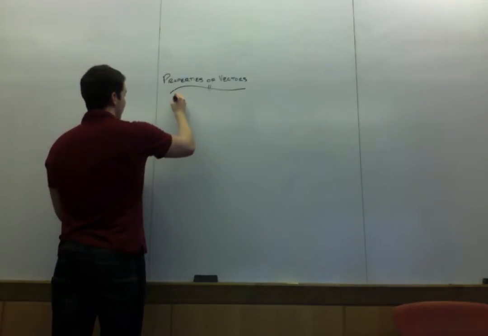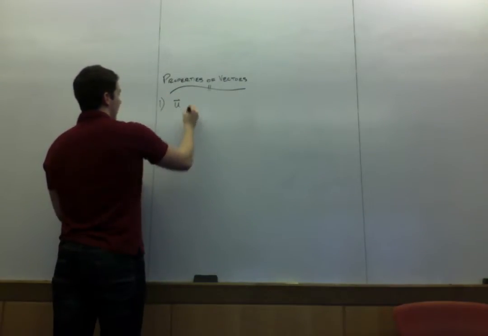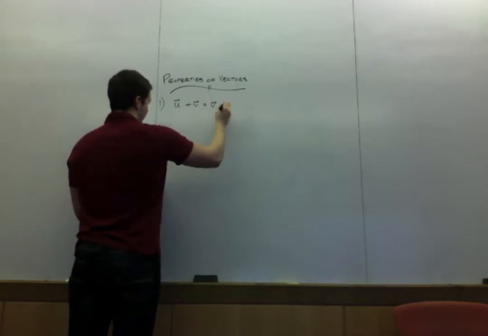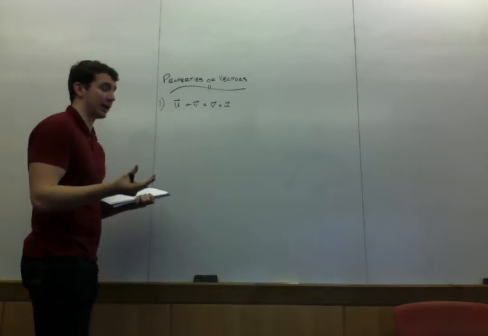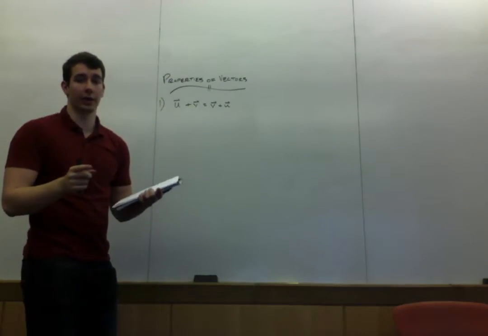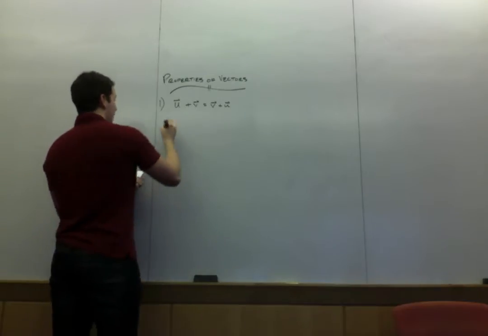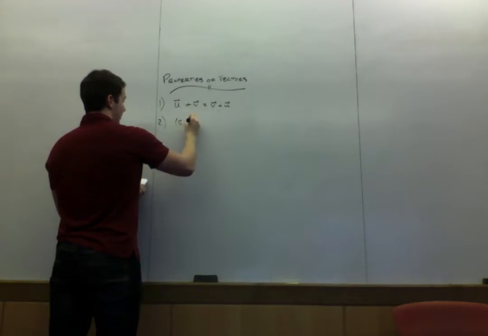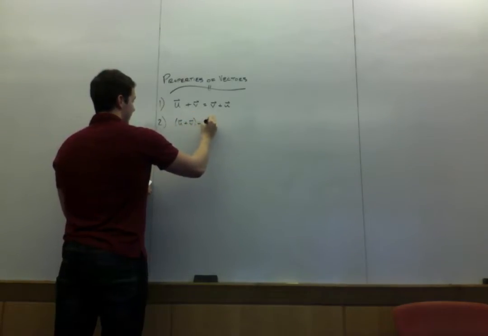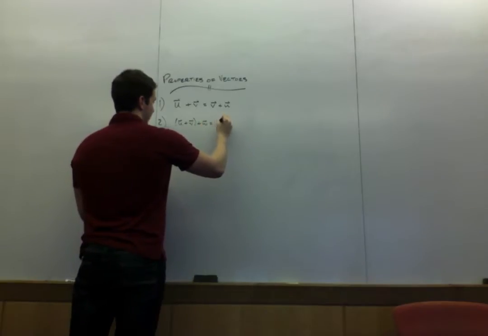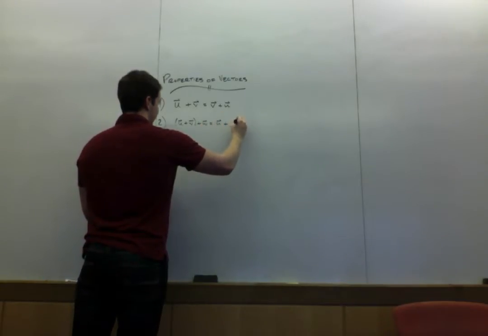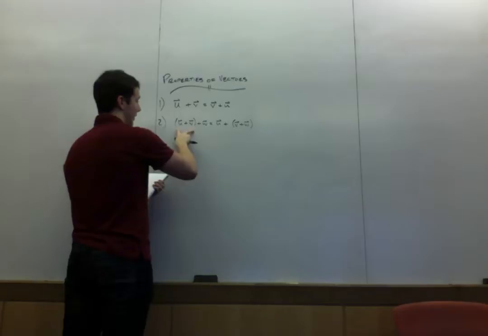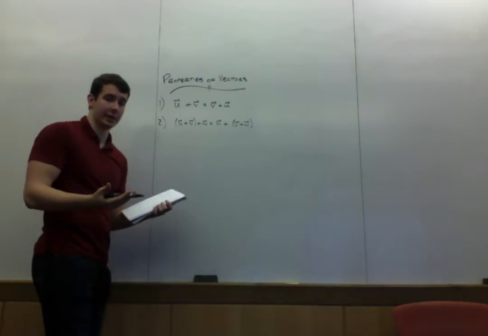So, property 1, u plus v is equal to v plus u. So much like regular addition, it doesn't matter which order we add our vectors. Property 2, (u plus v) plus w is equal to u plus (v plus w). So you can think about it as just being able to associate different vectors in addition together.